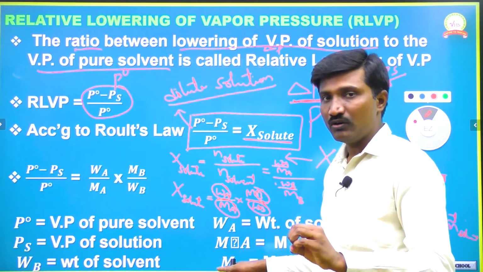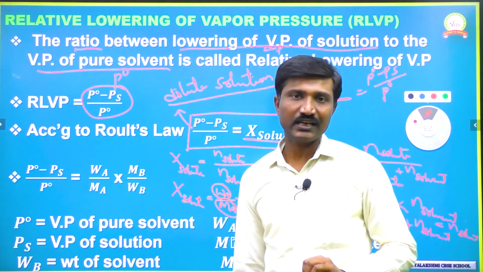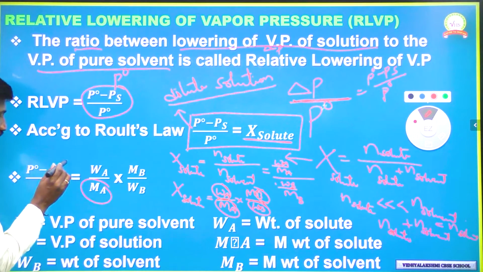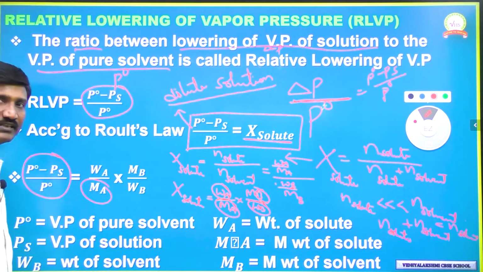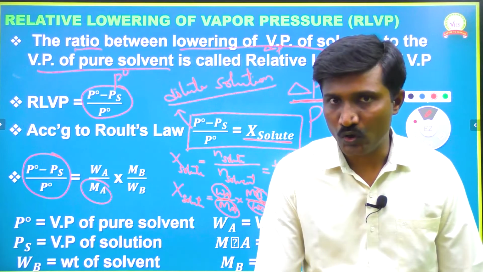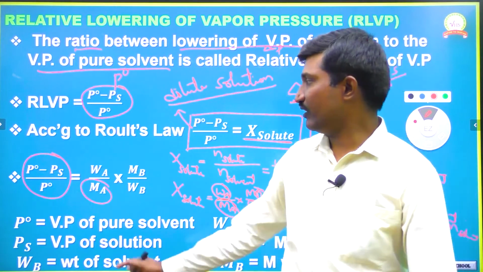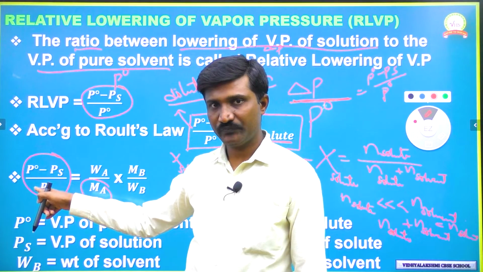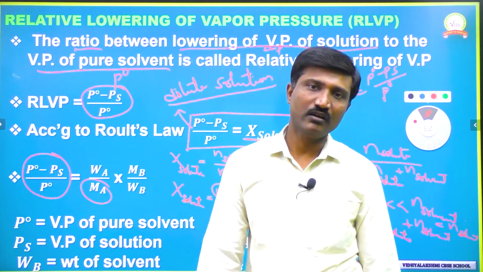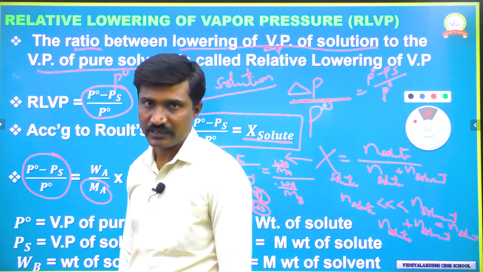If we don't know the molecular weight of the solute, by using this equation we can calculate the molecular weight of that solute after knowing the relative lowering of vapor pressure of that solution. That relative lowering of vapor pressure we have to know experimentally, by doing some experiment. And by using this equation we can calculate the molar mass of the solute. That is the major advantage of colligative property.